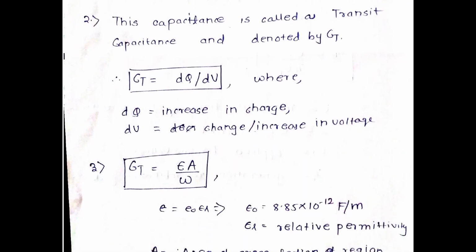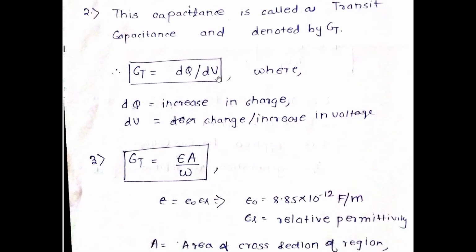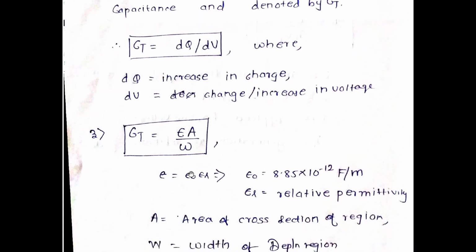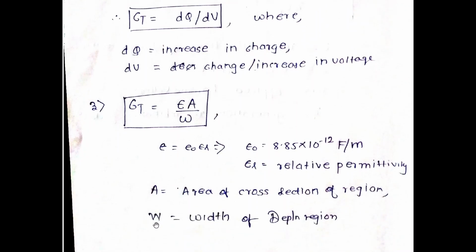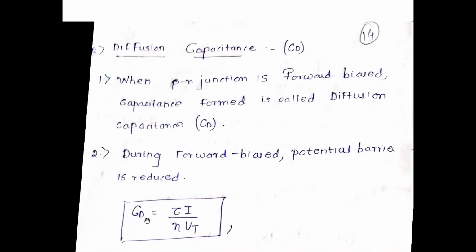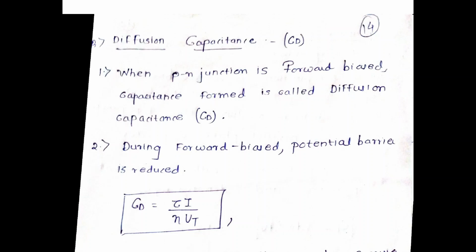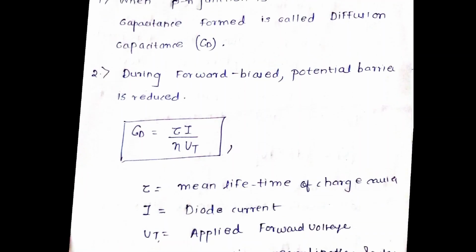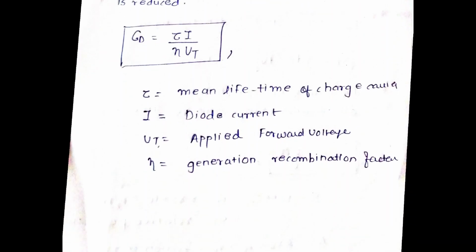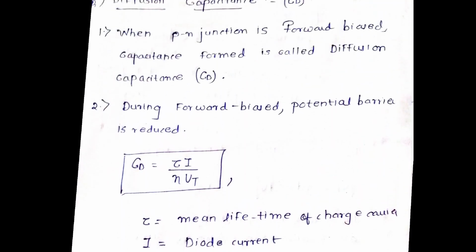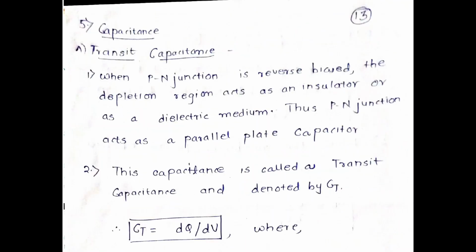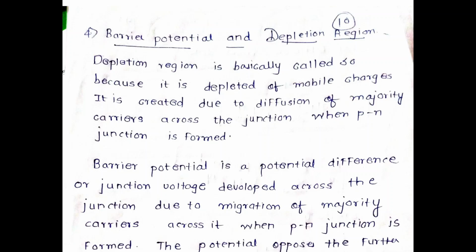So the transit capacitance is given as dq by dV, that is change in the charge and change in the voltage. It's given also as epsilon into A by W, wherein the value of epsilon is given. A is the area of the cross section of the region and W is the depletion region width. Similarly, you have the diffusion capacitance, which is given as this formula, which you can see over here, tau into I upon eta Vt. So this formula is very important. You should know it very well.